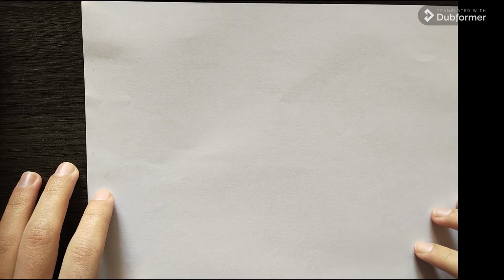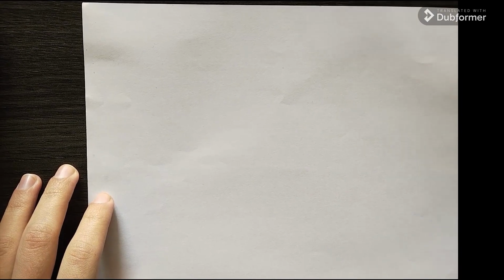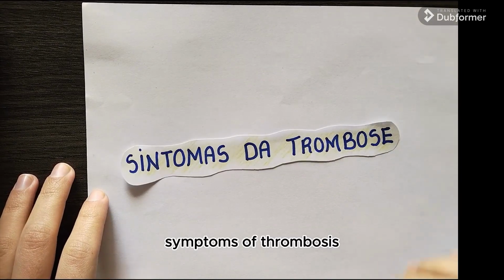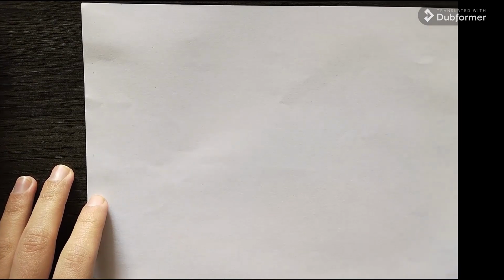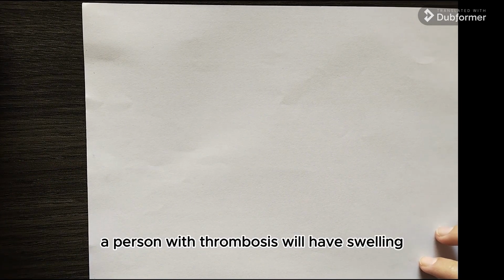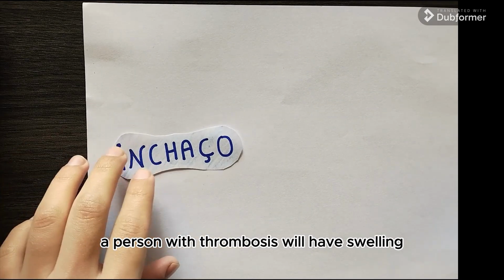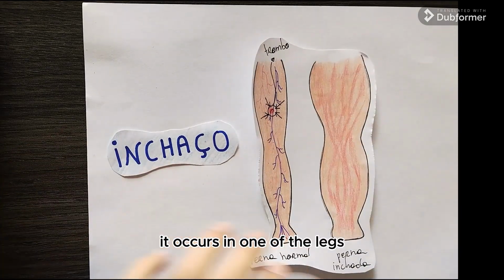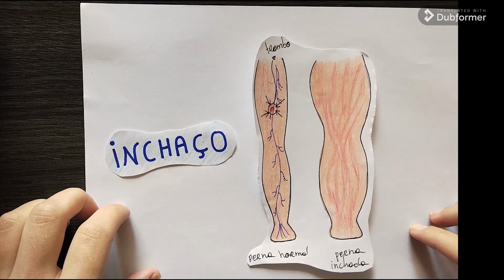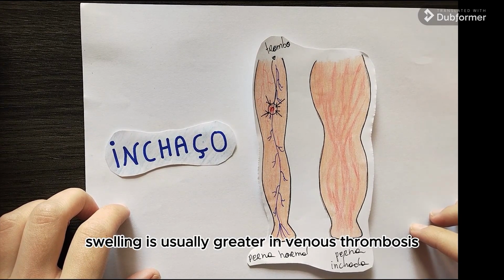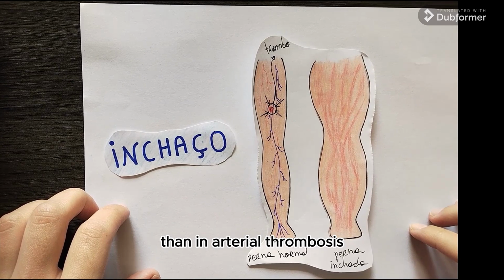Symptoms of thrombosis. Now let's see what the symptoms are. A person with thrombosis will have swelling. It occurs in one of the legs and usually increases over time. Swelling is usually greater in venous thrombosis than in arterial thrombosis.